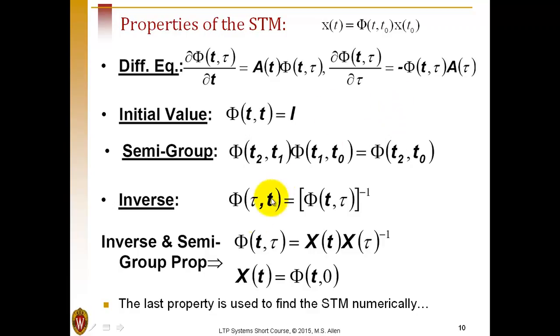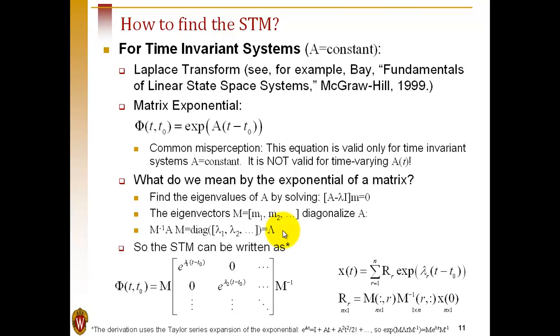You can then also show that to go backwards in time, we simply switch the time arguments. Or in other words, the inverse of the state transition matrix is the matrix with the time arguments switched. Okay, so you can find more information on these in a good text on modern control theory, but that covers enough for our purposes. So how do we find the state transition matrix?